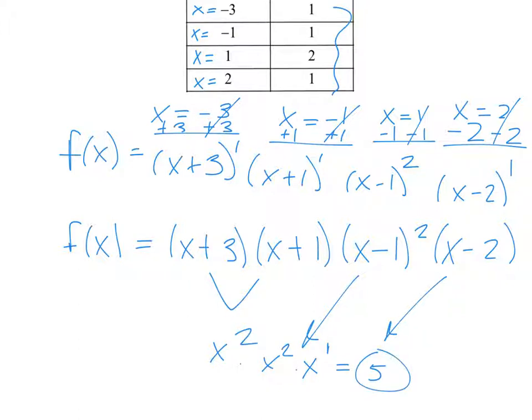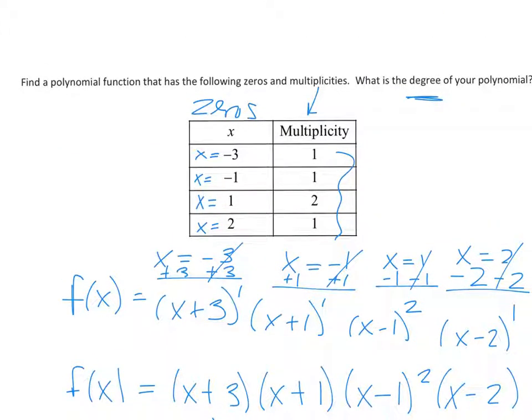And the shortcut is that if you add up the multiplicities, you end up getting your degree. So like 1 plus 1 is 2, plus 2 is 4, and then plus 1 is 5. So your degree is 5.